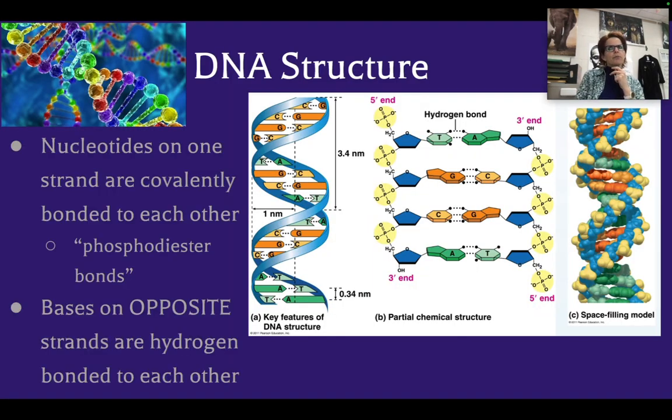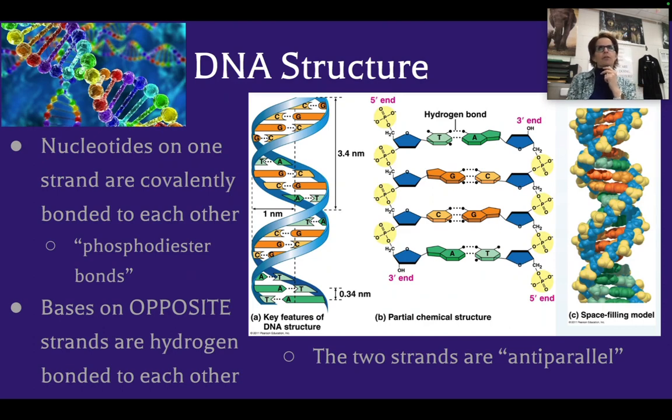Okay, we already reviewed this in our biochemistry, but it is part of heredity also. DNA structure. Nucleotides on one strand are covalently bonded to each other through phosphodiester bonds. So the phosphodiester bonds are between the sugar and the phosphate group. And then the bases on opposite strands are hydrogen bonded together. Is that a strong or a weak bond? Weak. And so we can separate the two sides of a DNA molecule very easily, and that becomes super important when we're trying to replicate the DNA.